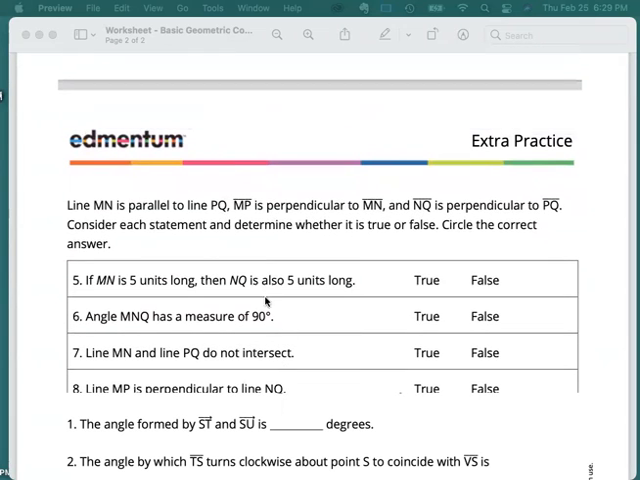Okay, so here we have line MN is parallel to line PQ. MP is perpendicular to MN and NQ is perpendicular to PQ. So basically we have, let me draw it for you. We have MN is parallel to PQ.